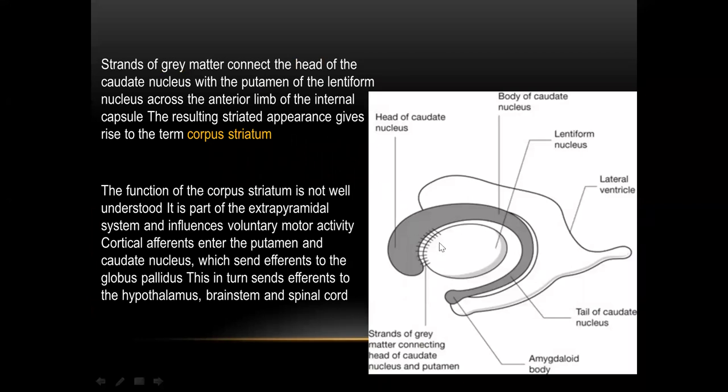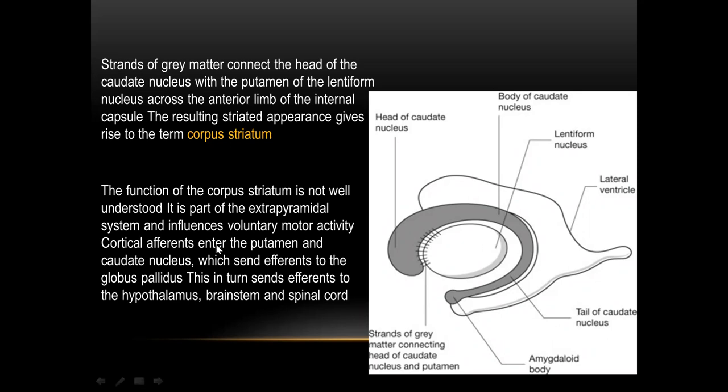There are strands of gray matter connected between the head of the caudate nucleus and the lentiform nucleus. This is known as the corpus striatum, so the name came from this appearance. The function of the corpus striatum is not well understood, but it is thought to be part of the extrapyramidal system, which influences voluntary motor activity.